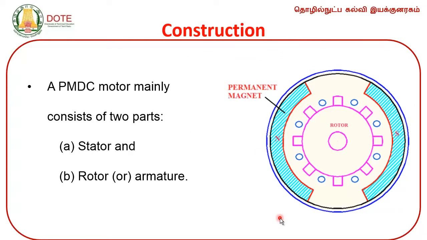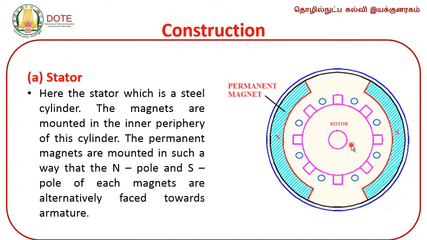A PMDC motor mainly consists of two parts: one is the stator, and the other is the rotor or armature. This is the stator part. You have a north pole and a south pole, which are permanent magnets, and the rotor is nothing but your armature. The stator is a steel cylinder. The magnets are mounted in the inner periphery of this cylinder.